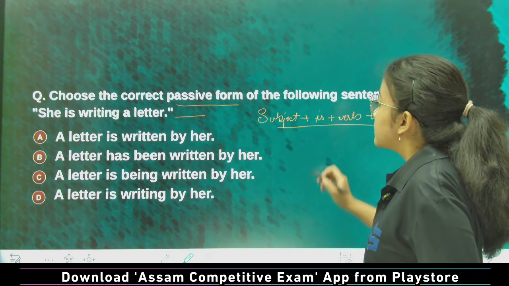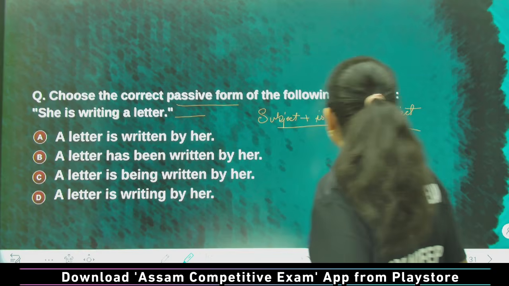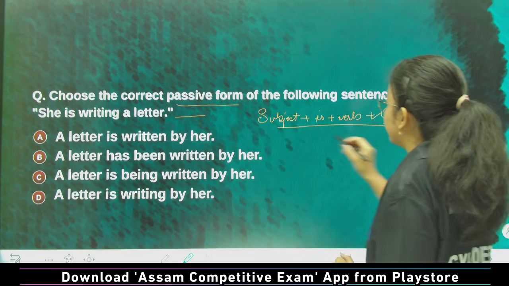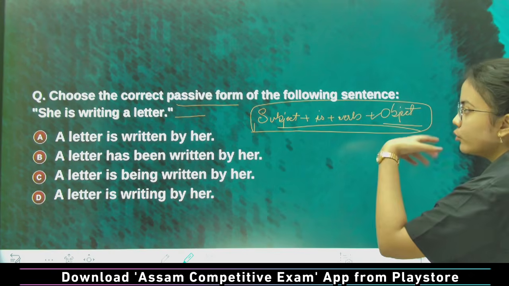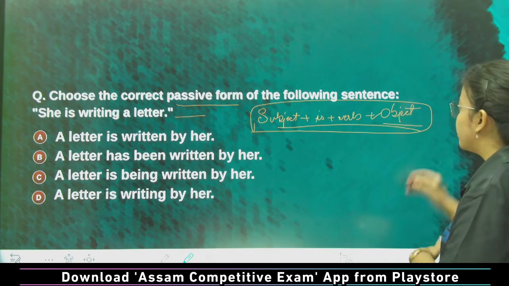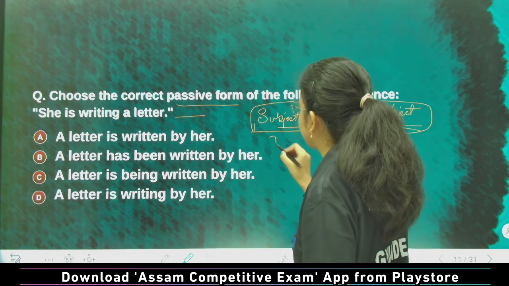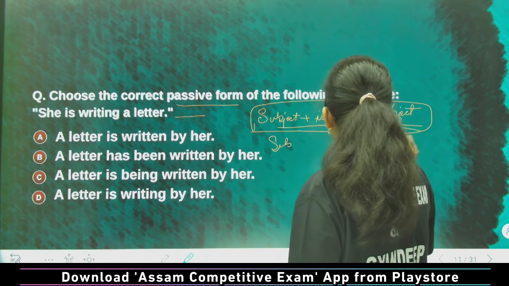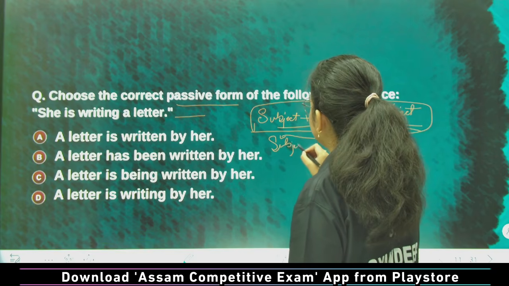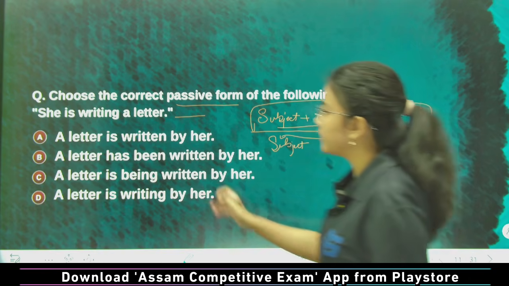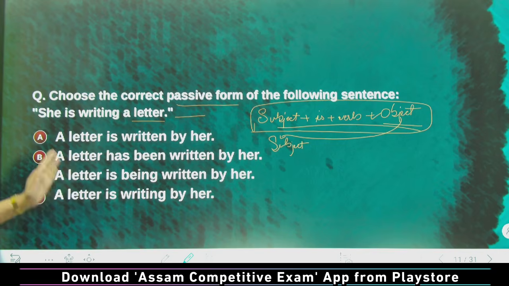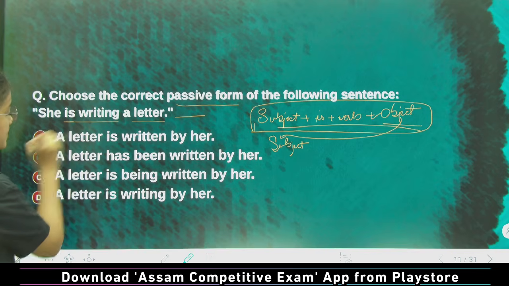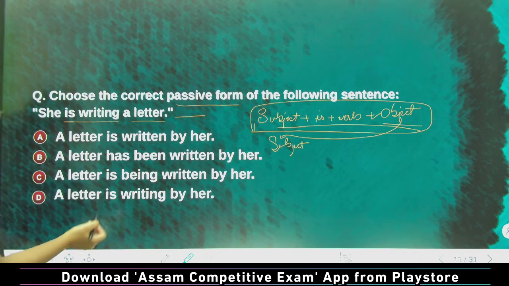Now in passive voice, the object becomes the subject. The structure of active voice is subject plus be verb plus verb and then object, but in passive voice the object becomes the subject. So here the object is a letter. This will become the subject, that's why a letter comes first. Now is writing, there is is, so the sentence will of course have is.